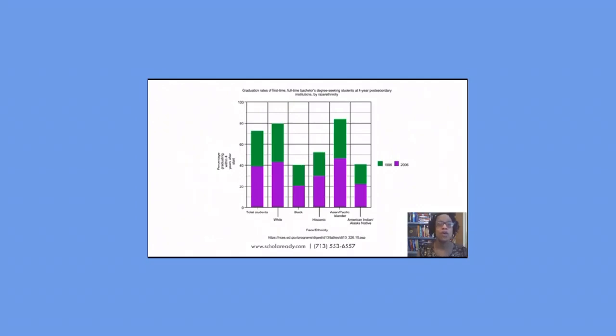The first thing you want to do is identify the title. The title of this graph is Graduation Rates of First-Time, Full-Time, Bachelor's Degree Seeking Students at 4-year Post-Secondary Institutions by Race and Ethnicity. What this means is we're going to look at all of the students who began in freshman year pursuing a bachelor's degree, and they're going to school full-time, and they're going to a 4-year college or university.